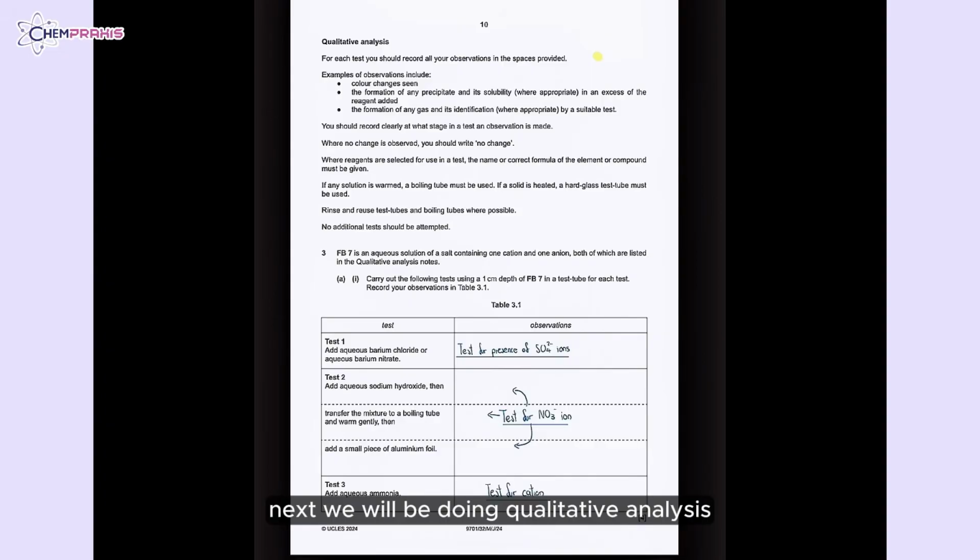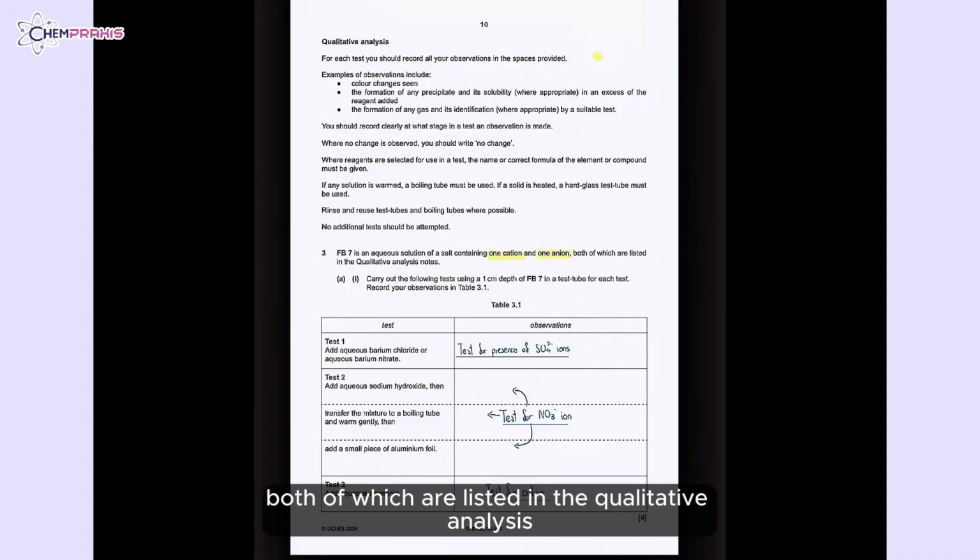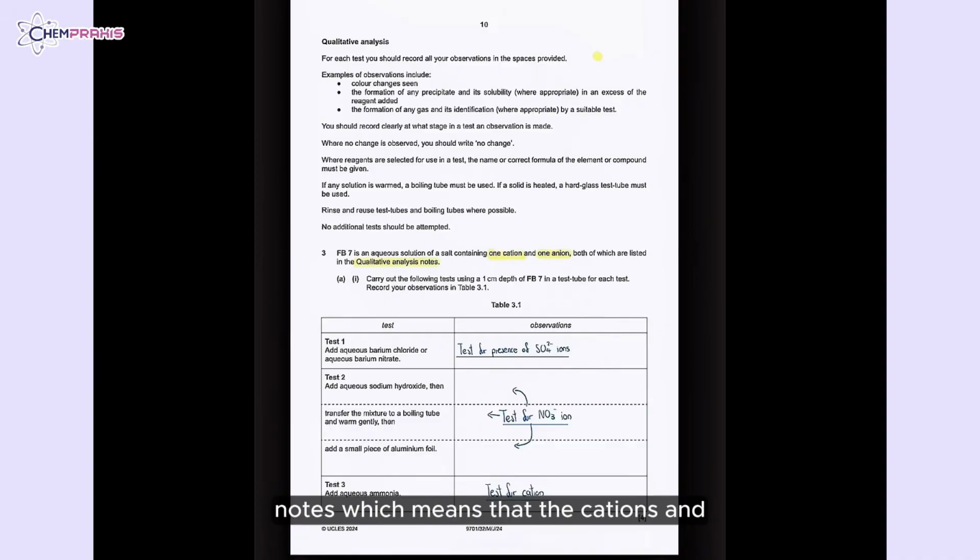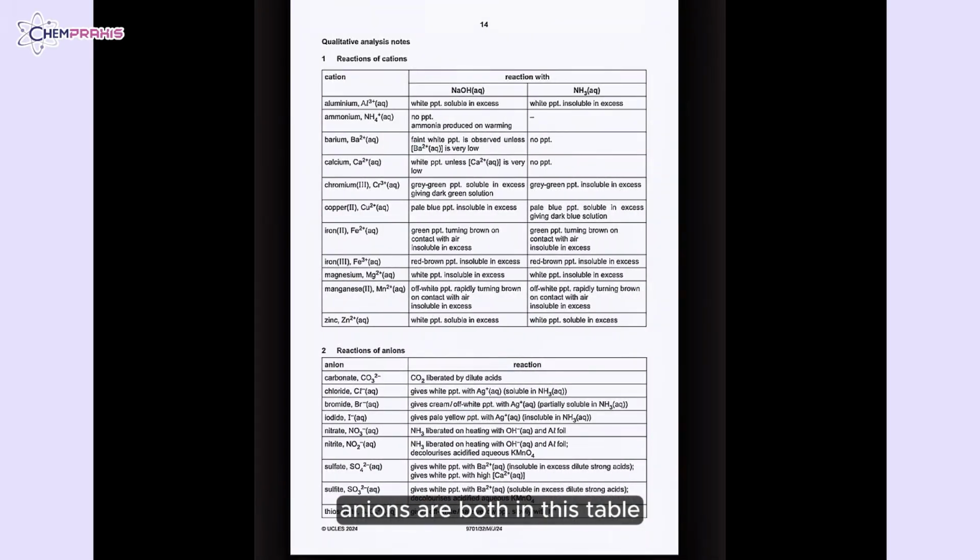Next, we will be doing qualitative analysis. FP7 is an aqueous solution of a salt containing 1 cation and 1 anion, both of which are listed in the qualitative analysis notes, which means that the cation and anion both are in this table.